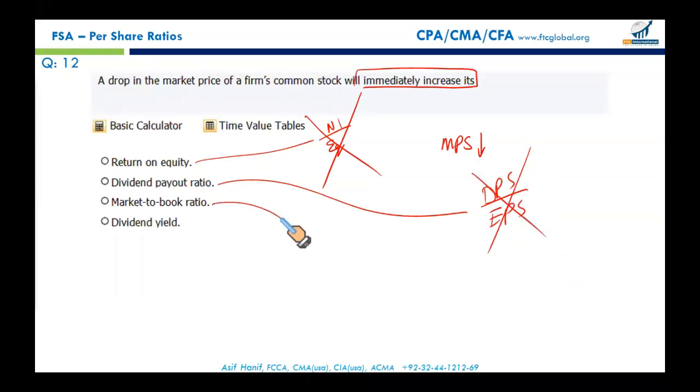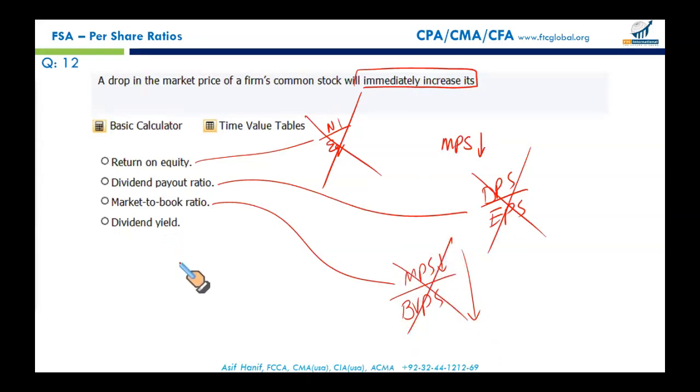What about the market to book ratio? Market to book ratio is the market price per share upon the book value per share. It does involve market price per share. Market price per share is falling, which means this ratio, market to book ratio, will fall. We are expecting an increase. Absolutely, Vikas, you're right. This is incorrect as well.